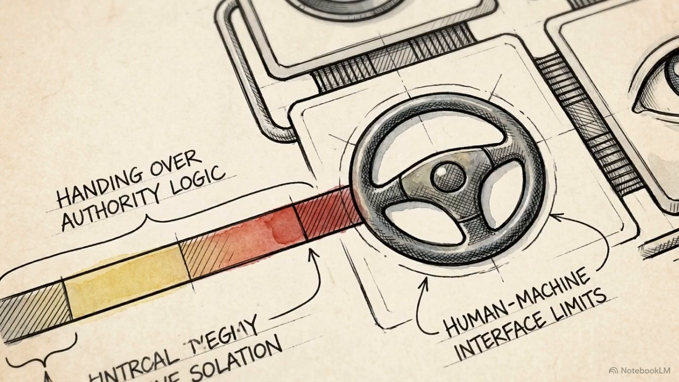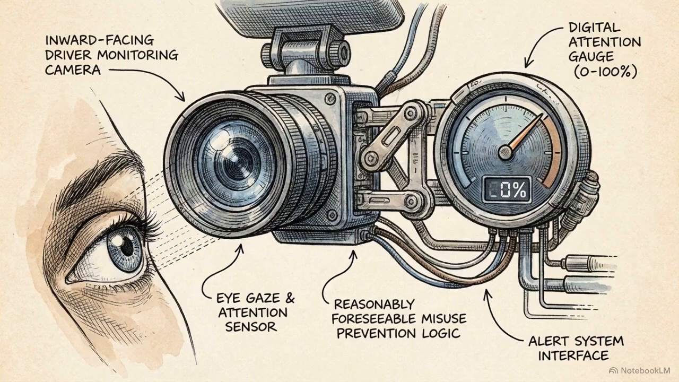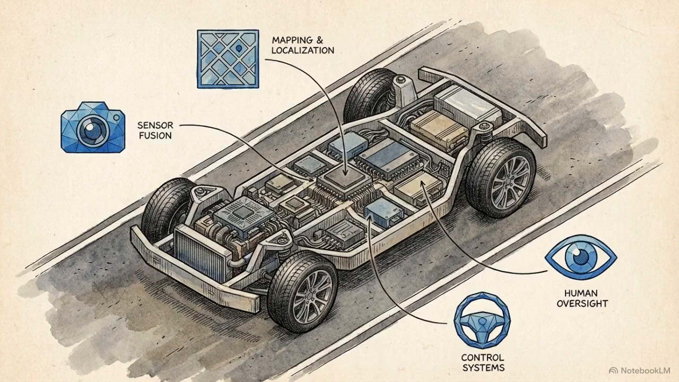Quadrant 3 is handing over authority. This focuses on the human-machine interface, ensuring that takeover requests are clear, multimodal, and provide the driver enough time to regain situational awareness. Quadrant 4 addresses reasonably foreseeable misuse. This uses driver monitoring systems to track eye movement and hand position, preventing a driver from over-relying on the system or becoming distracted. By combining these 4 vectors, engineers can cage unpredictable environmental risks without grounding the vehicle entirely.